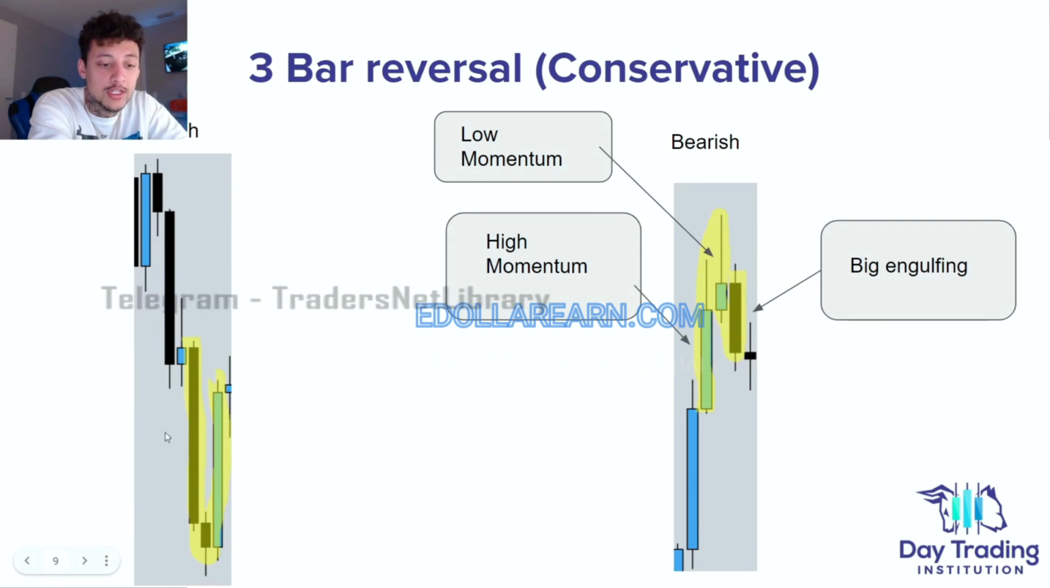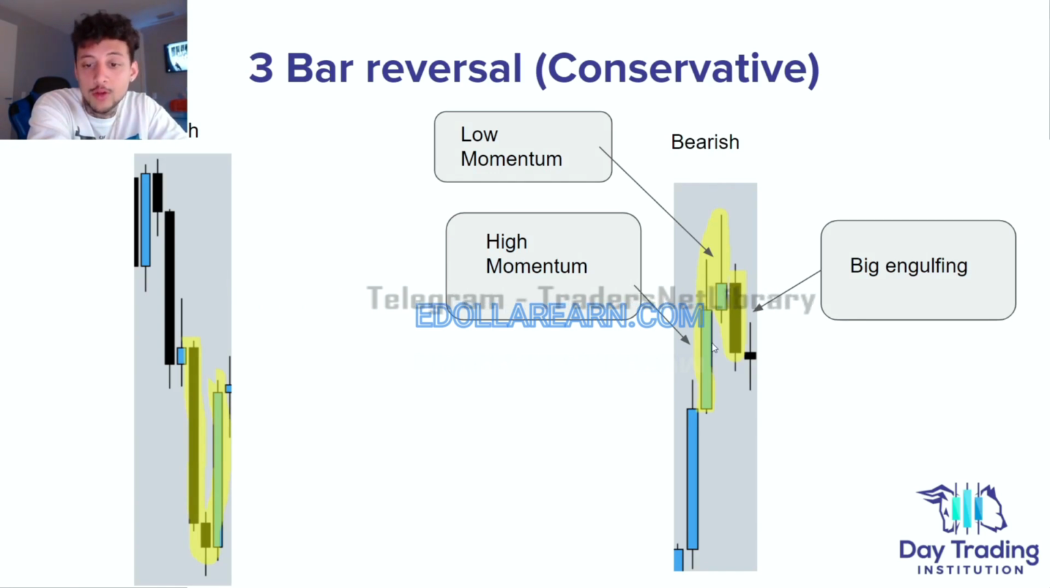Now let's look at the bullish ones. We have a high volume candle followed up by a low volume candle followed up by a high volume candle in the opposite direction. So again, we have a high volume, high momentum candle, followed up by a low volume, low momentum candle, followed up by a big volume, high momentum candle in the opposite direction, right?